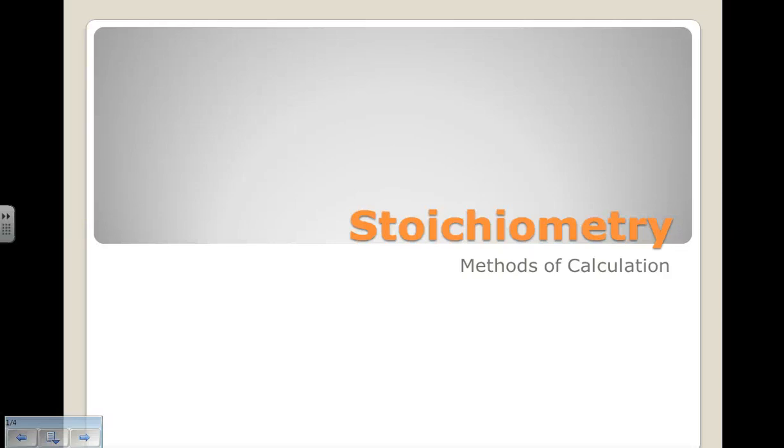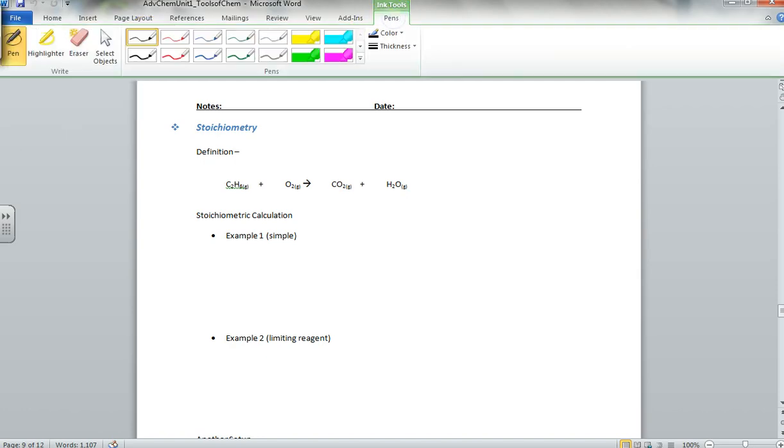So we're going to look at some examples of stoichiometry problems. Specifically, we're going to look at different ways in which you can attack these problems. So stoichiometry is the study of the quantitative relationship within chemical reactions.